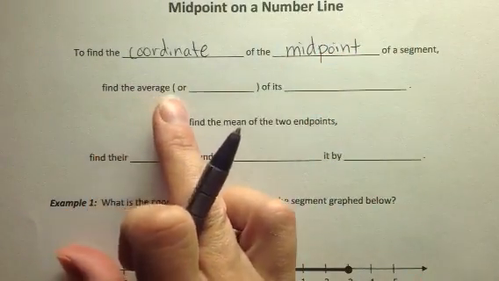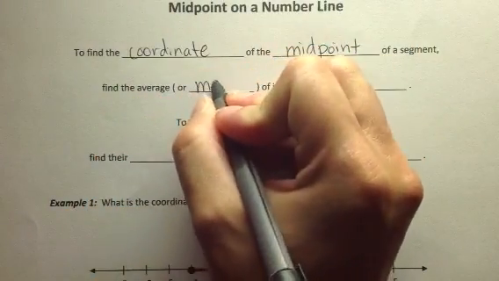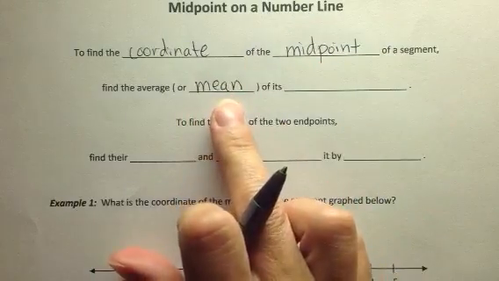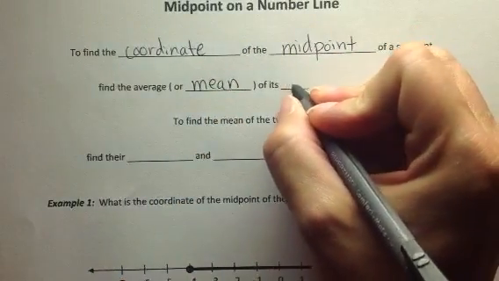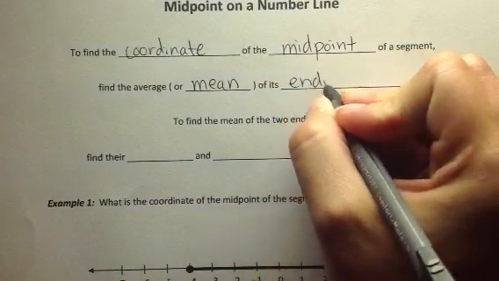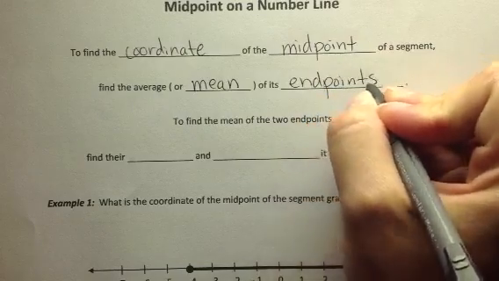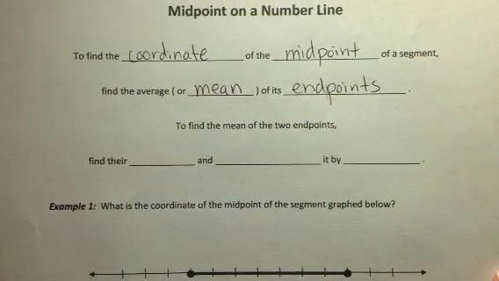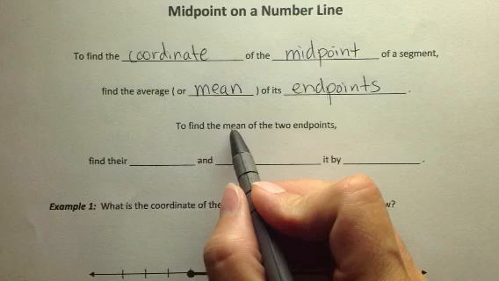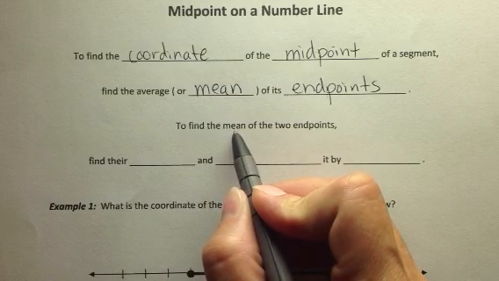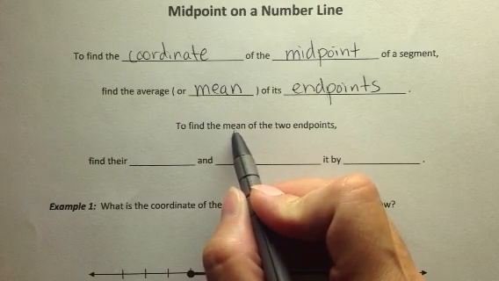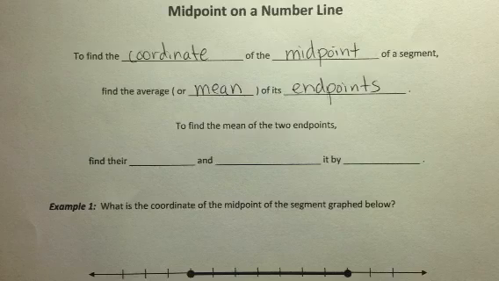you're going to find the average or mean. The average is actually the mean of its endpoints, or the coordinates of its endpoints. Okay? So to find the mean, you learned that back in algebra, maybe middle school math, the mean is when you add them all up and divide by how many there are.